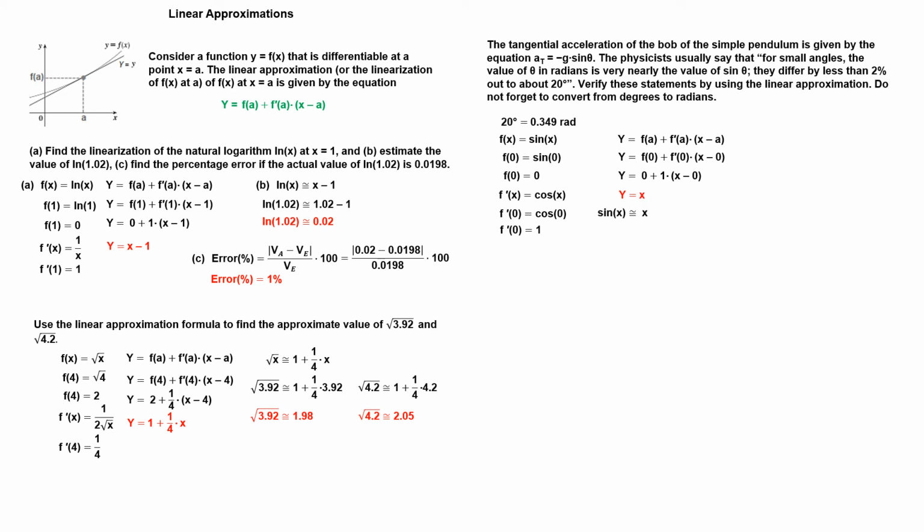Let us find the error. Let's consider the exact value of sine of 0.349. The sine of 0.349 is 0.342. The percent error is approximately 2.02%. So the second statement is true.